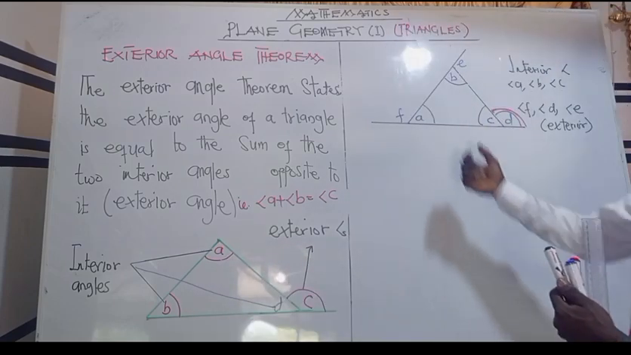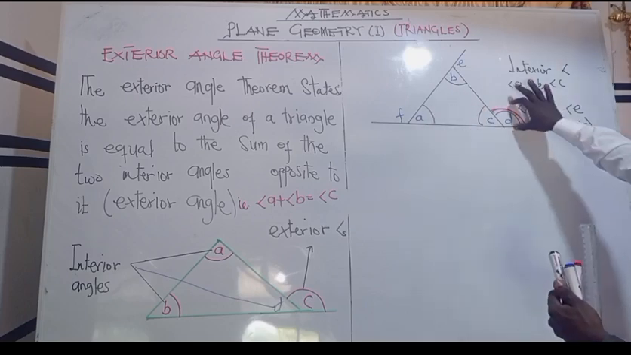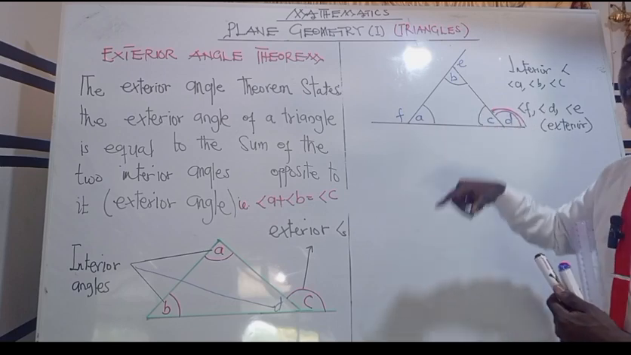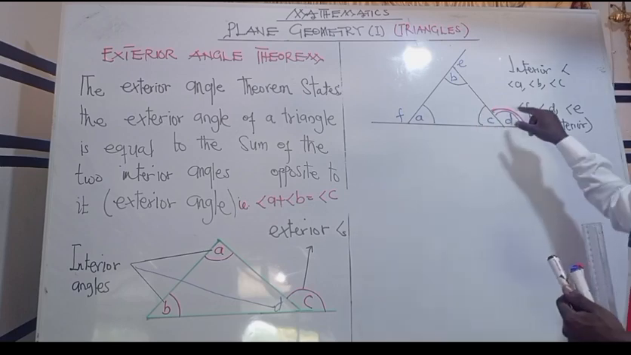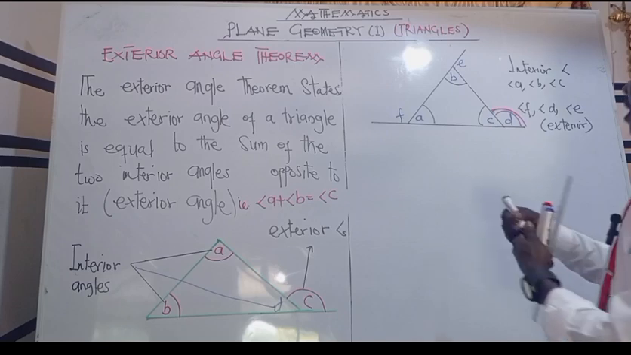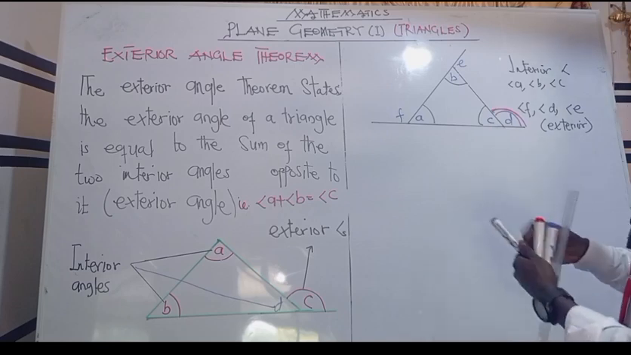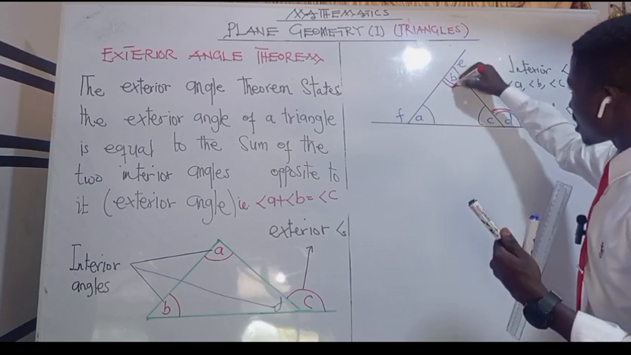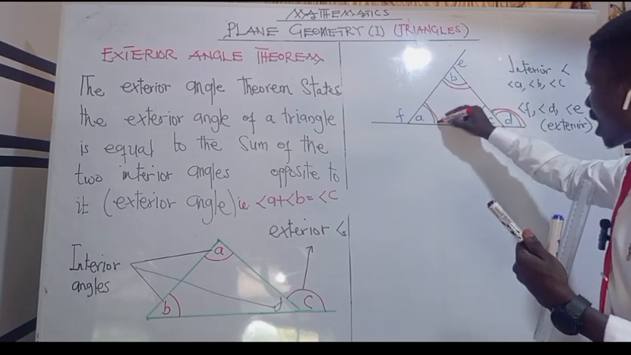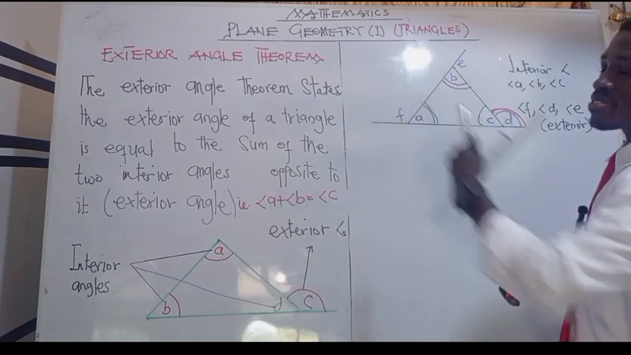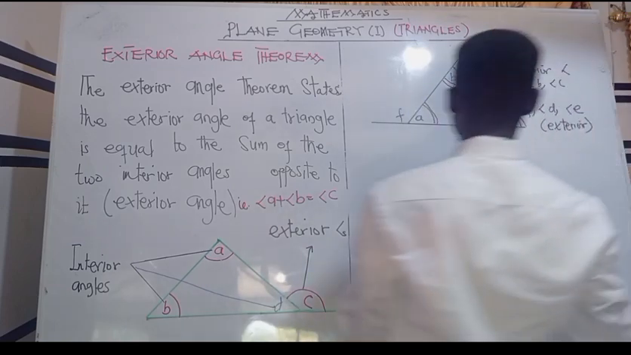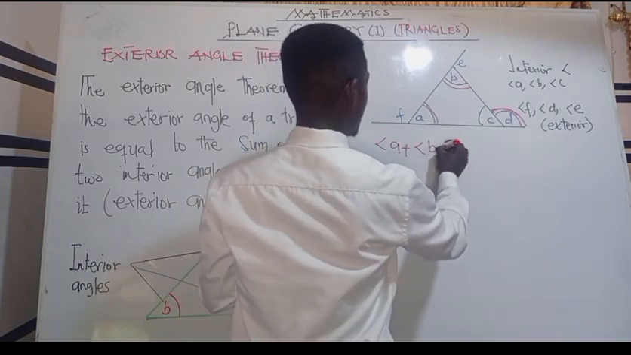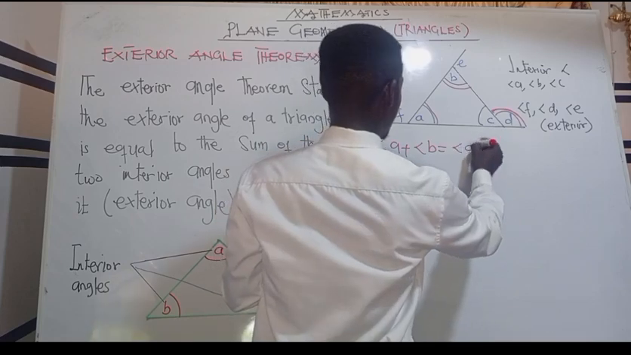So let's come here. Now let's take that this is our exterior angle, which is D. Which of these two interior angles are opposite to the exterior angle? So you can see that the interior angles opposite to angle D, which is the exterior angle, are angle B and angle A. So from the exterior angle, we can say that angle A plus angle B is equal to angle D.